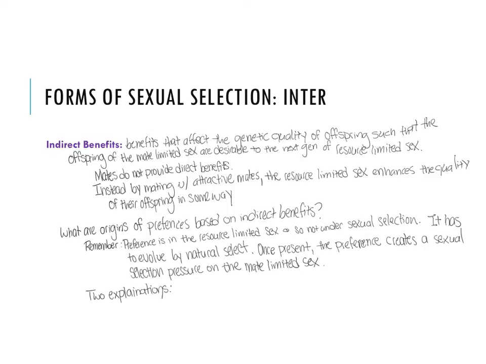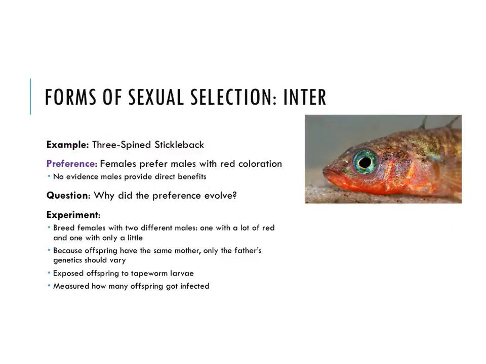The first is called the good genes hypothesis. And the second is Fisherian runaway selection. So let's start with good genes. So we're going to work through this in a case study. So let's talk about the three-spined stickleback.